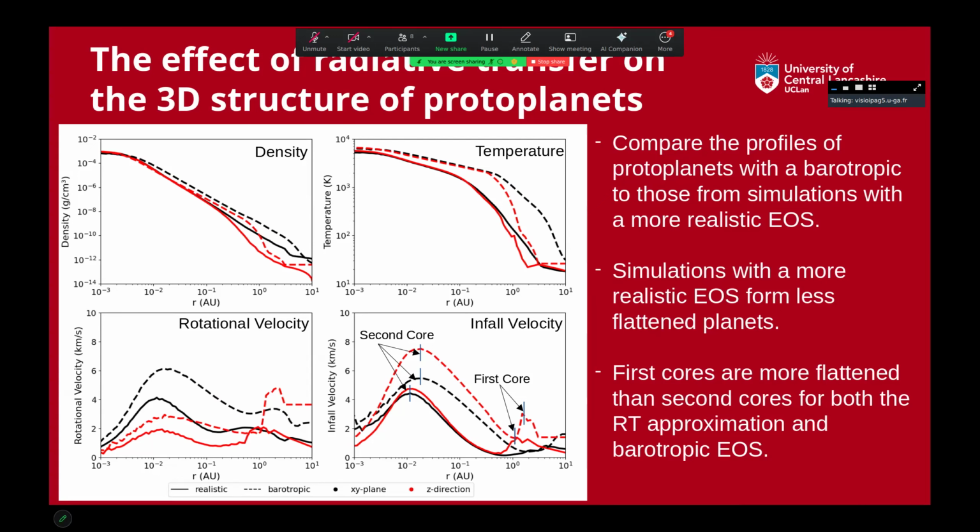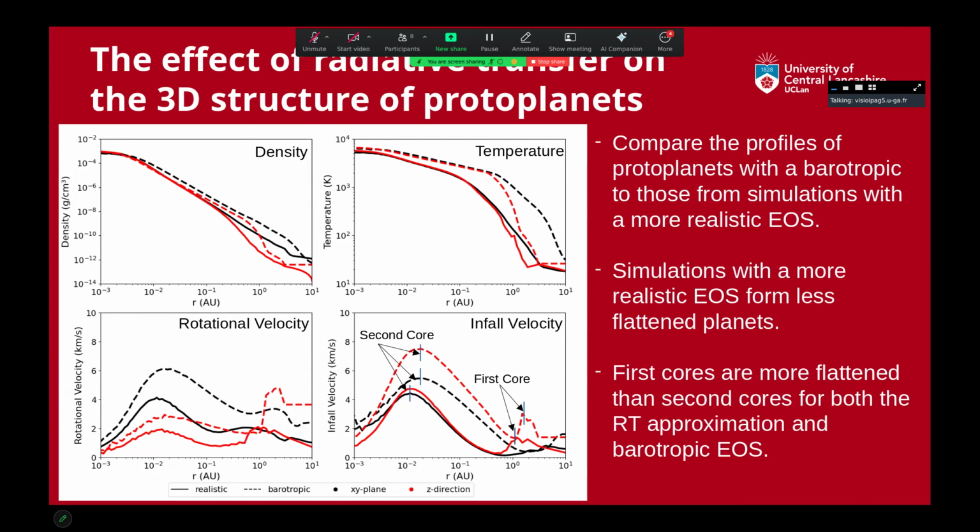So here, it's the same plots, but in the black, I'm showing a slice through the midplane of the protoplanet in the XY plane. And then in the red, I'm cutting through a vertical slice of the protoplanets in the Z direction. And again, the dotted line is with the less realistic barotropic equation of state, and the solid is the more realistic Lombardi radiative transfer approximation method.